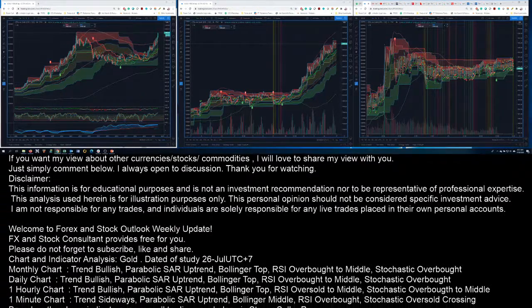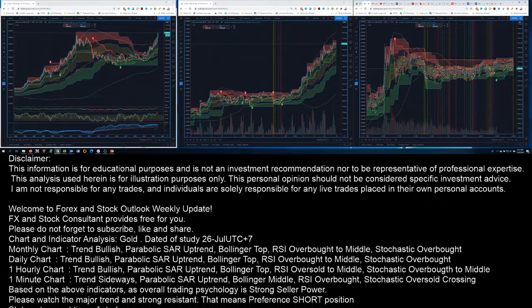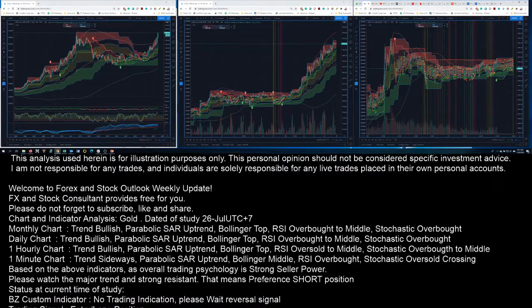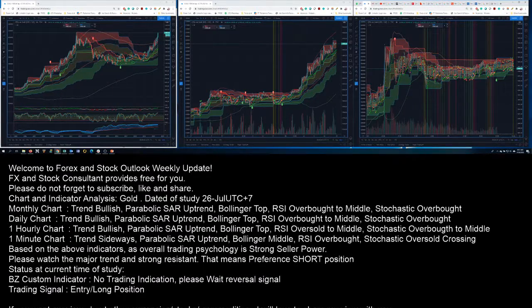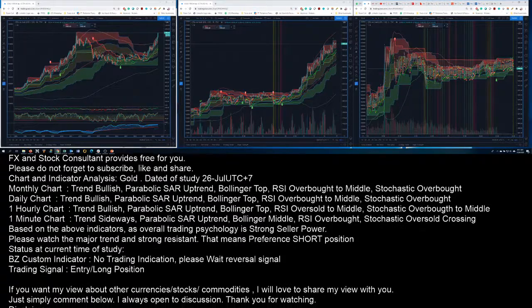Status at current time of study: BZ custom indicator, no trading indication, please wait for reversal signal. Trading signal, entry, long position.